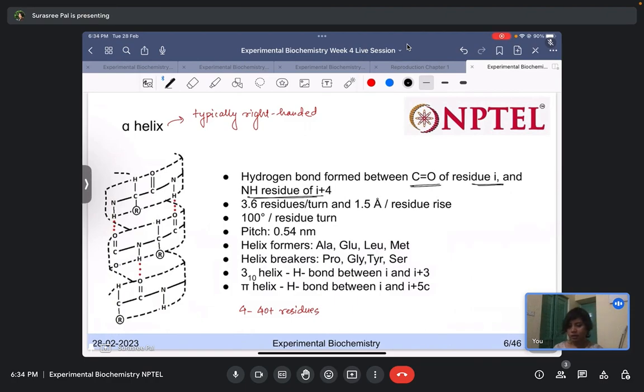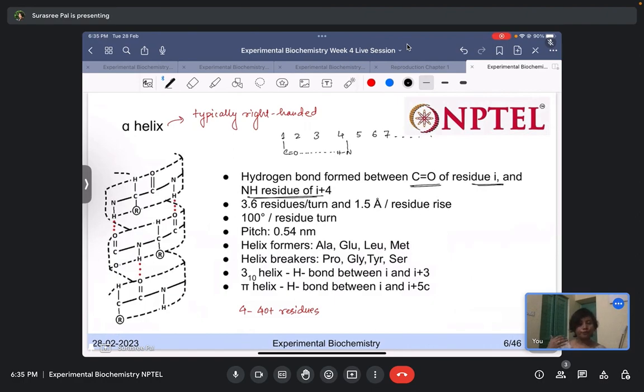So basically, suppose there are 1, 2, 3, 4, 5, 6, 7 amino acids. Now if there is a hydrogen bond formation between the carboxyl group of the first amino acid with the hydrogen from the amino group of the fourth amino acid, right? And if this pattern is followed, then this forms a helix kind of structure.